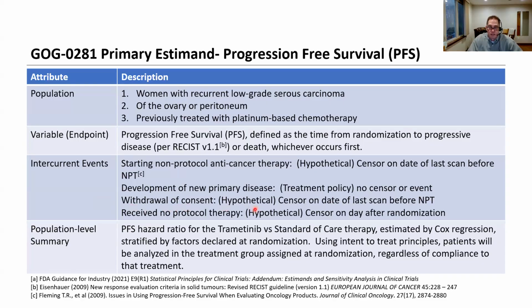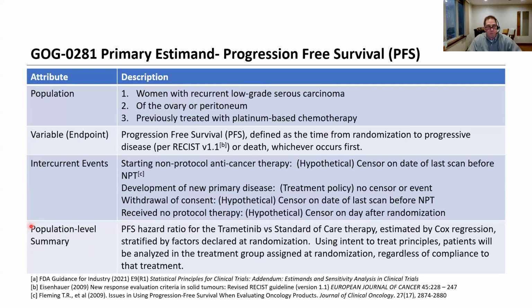Patients who withdraw consent, this is a hypothetical policy again. We're going to censor these patients on the date of the last scan before non-protocol therapy. There's some patients that got no treatment at all, right? So this again is hypothetical. We're going to censor them on the day after randomization. So what this does for me is it allows me to include all of the patients in the study, whether or not they were treated, right? So this is pretty clearly a way to facilitate an intent to treat analysis down the road.